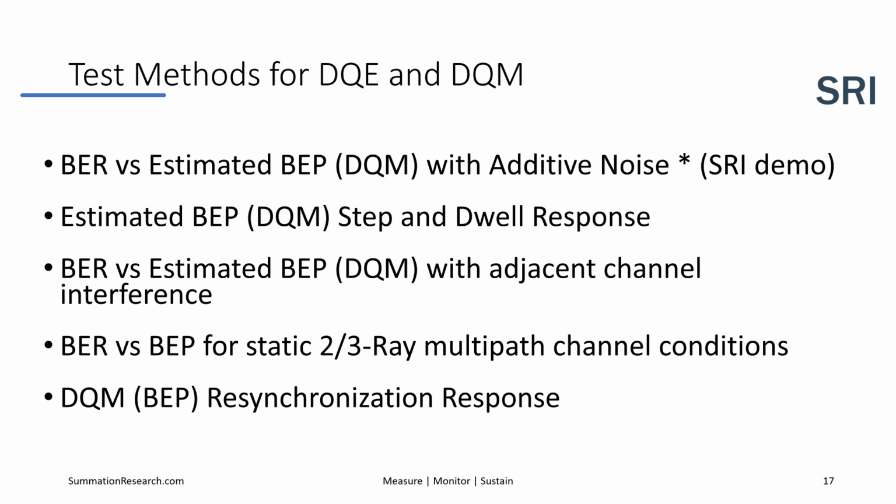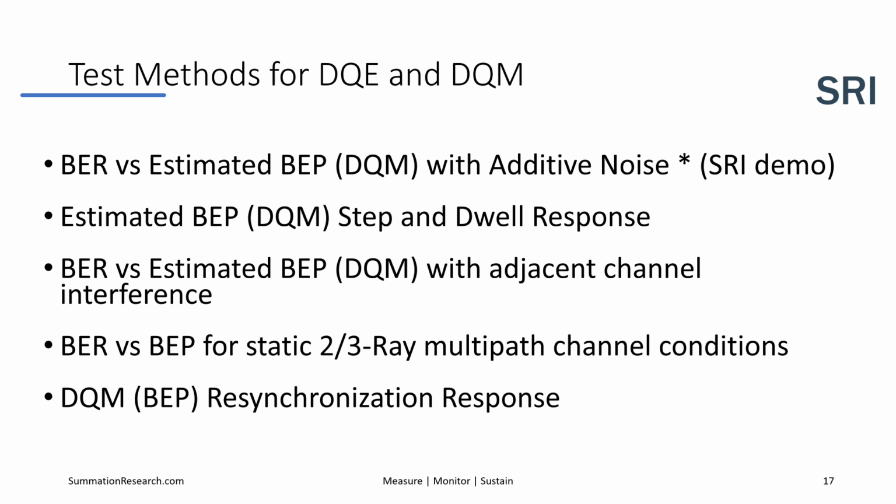11.2 is estimated bit error probability, DQM, step and dwell response. This test examines how the estimated bit error probability, represented by the data quality metric, responds to sudden changes, steps, and stable conditions, dwell. It is crucial for assessing the system's ability to adapt to varying signal conditions.